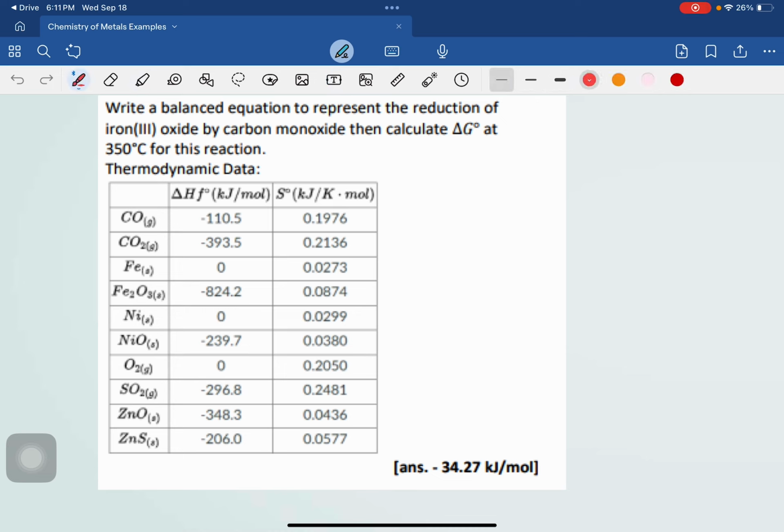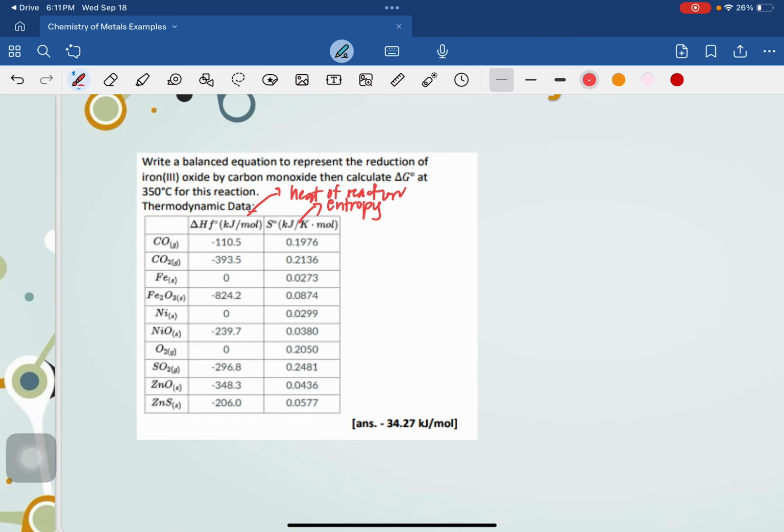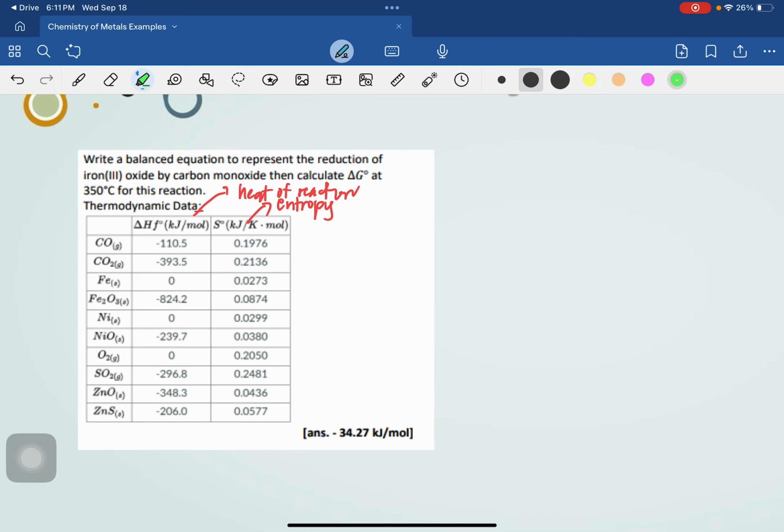Probably can write it here. This will be our entropy, and this will be our heats, or heat of reaction. And we have a formula later on that we'll be applying. For this problem, we're looking for delta G, which is Gibbs free energy. Okay, I think we have all what we need to be able to solve the problem. So let's start by getting the balance equation.